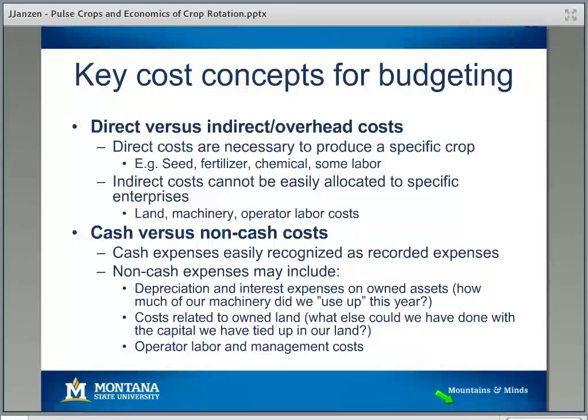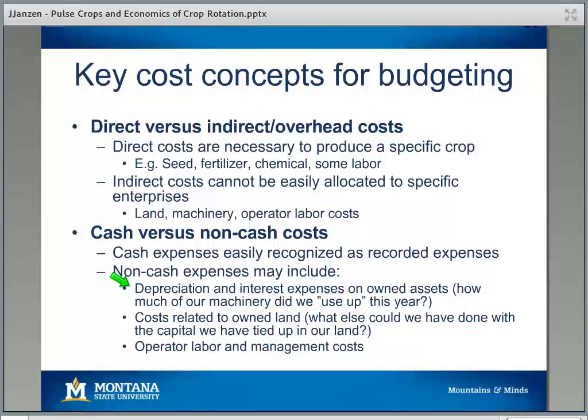The other thing that we need to think about here is that some of these costs are not necessarily directly observable, recordable expenses in the farm's accounting statements. So especially if we're doing our accounting on a cash basis, when we only record expenses when we have some outlay of cash, some of these expenses are easy to recognize. Some of these are what I'm going to call non-cash expenses. And those expenses include depreciation and interest expenses on owned assets.